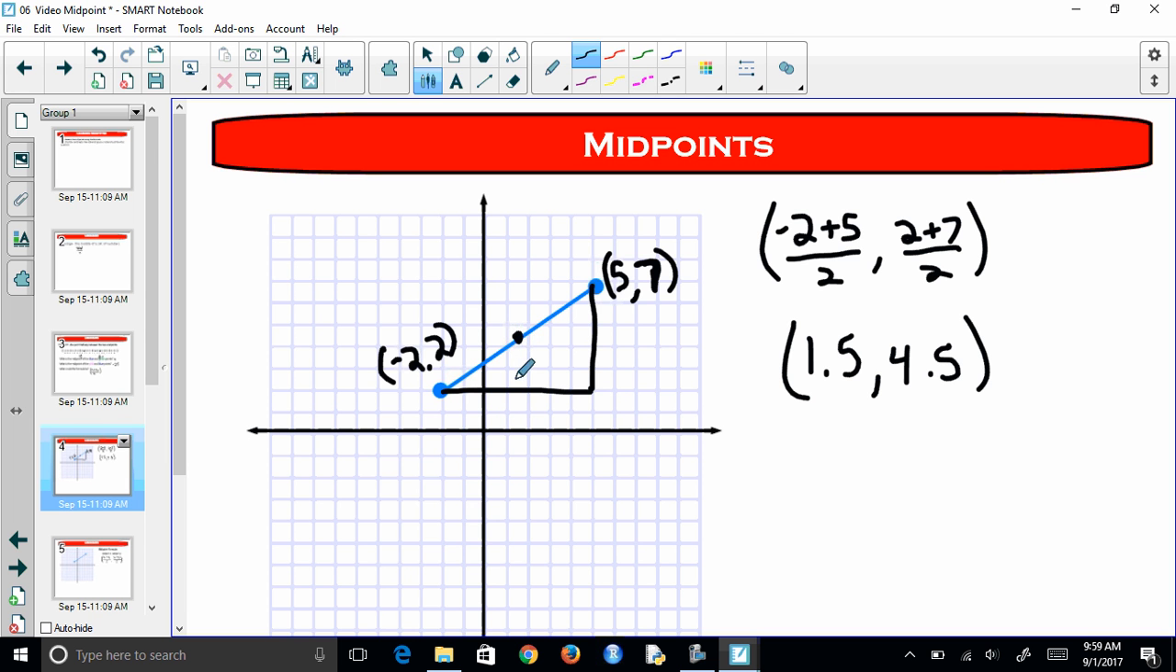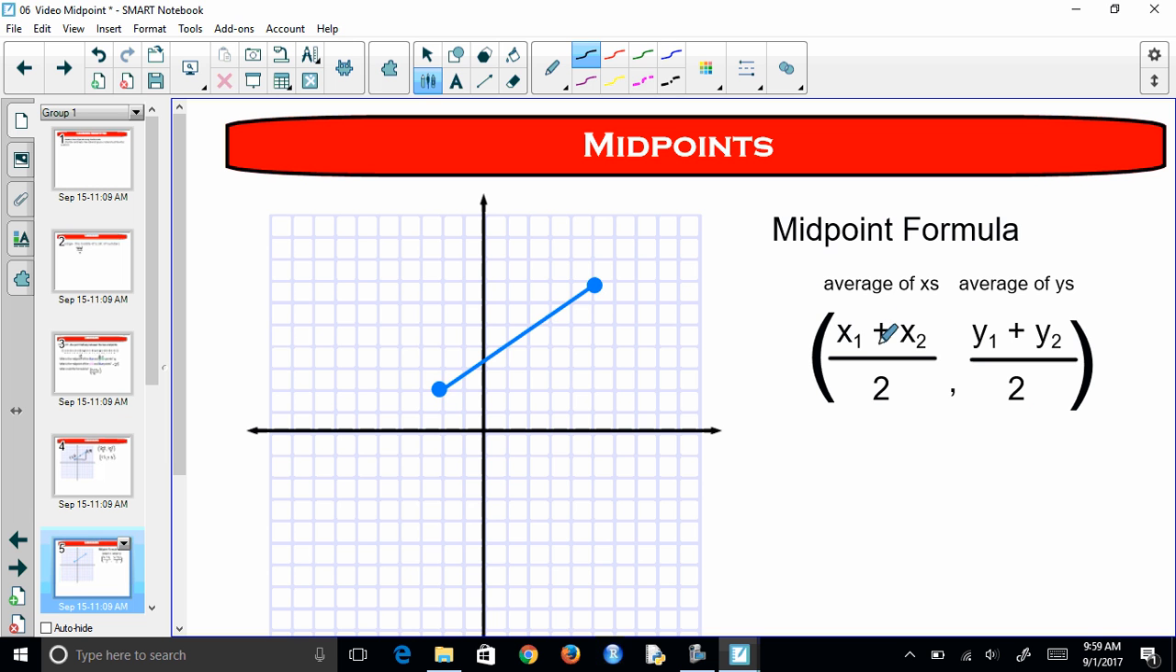Now, it looks like I got pretty close. 1.5 to the right, 1, 2, 3, 4.5. So my guess was pretty accurate. But if we don't have a graph, this is how we'd do it. You'd add the x's and divide by 2, and add the y's and divide by 2. So a formula that we'd come up with is x1 plus x2 divided by 2, y1 plus y2 divided by 2. The average of the x's and the average of the y's.